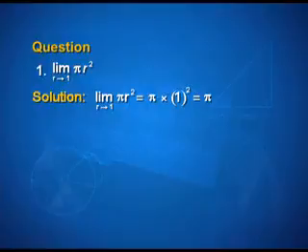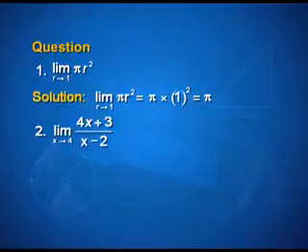Hello students, to begin with, let us see the solutions of the problems I gave you for the home assignment. Question number 1, limit of pi r square as r tends to 1. Look at the solution. We have limit of pi r square as r tends to 1 is equal to pi into 1 square, that is equal to pi.